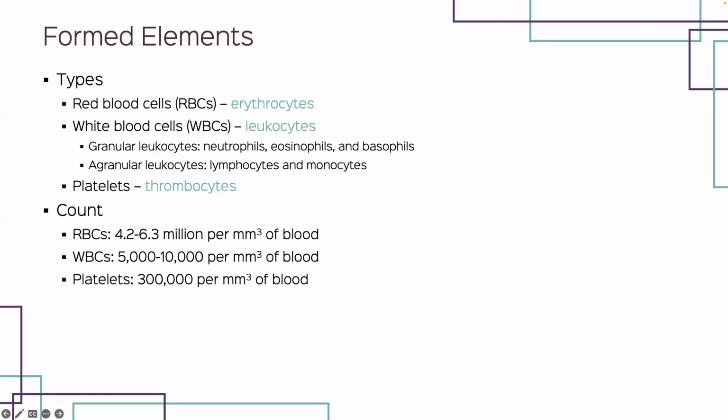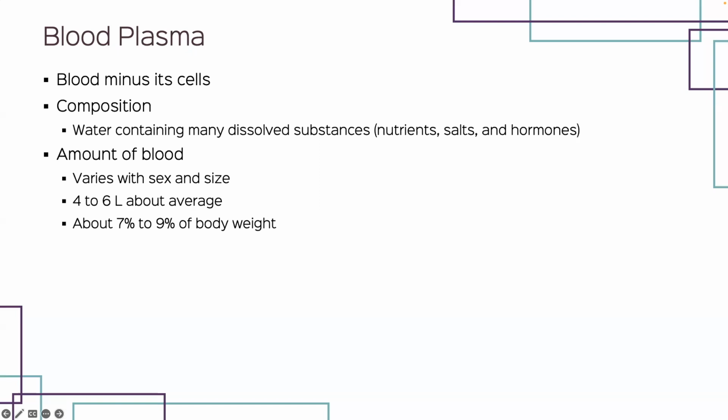Blood plasma is the liquid part of the blood, or blood minus its formed elements. So your plasma is going to make up about 55% of whole blood. It consists of water with many substances that are dissolved within it. All of the chemicals that are needed to stay alive, your nutrients and oxygen, for example, these have been brought to them by the blood.